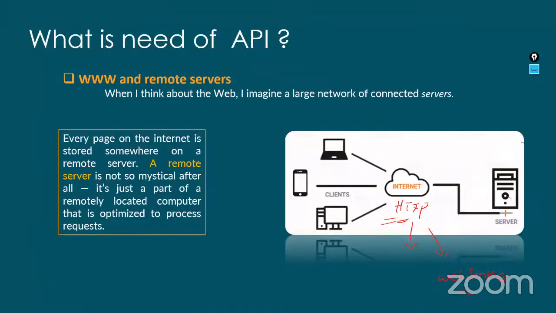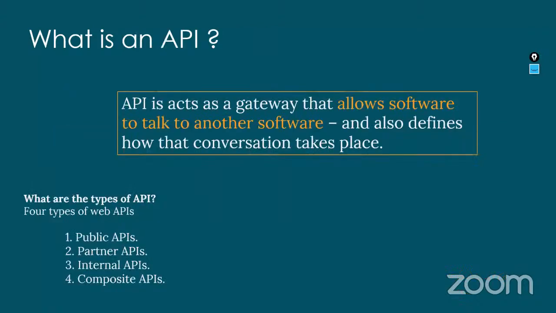Now you can understand what is the need of creating an API. So what is an API? We already saw that an API allows software to talk to each other. There are different kinds of APIs, like public APIs and partner APIs. Just remember, an API allows communication from one application to another application.